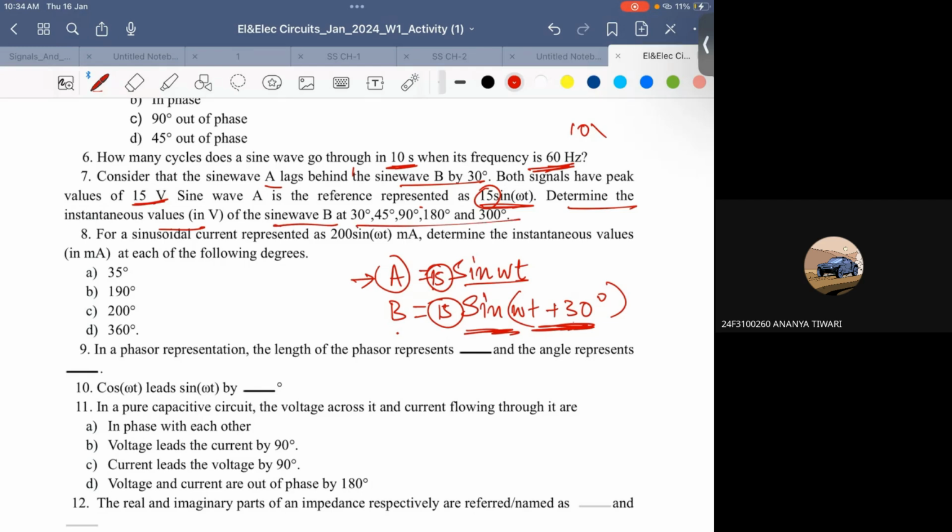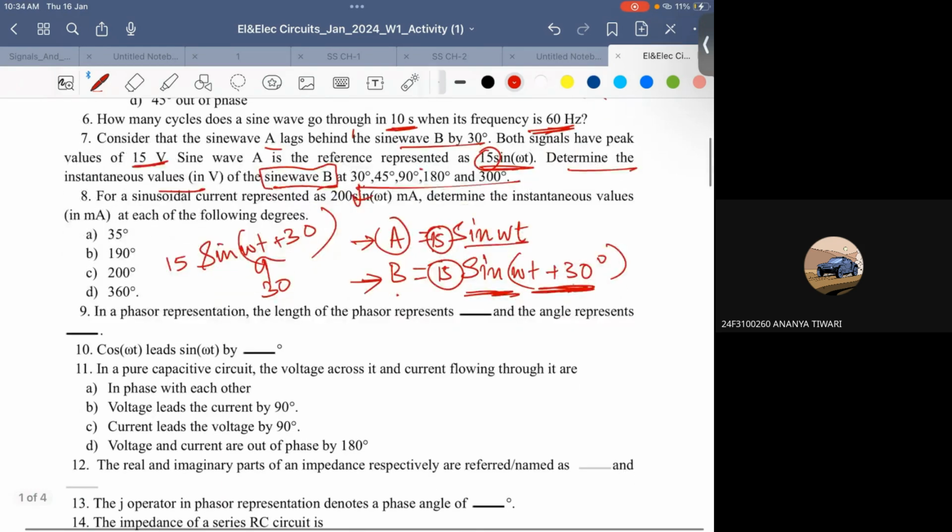It's pretty simple. You just put omega t equal to 30, 45, 90, 180, 300, and then you'll get the value for whatever equation. For example, to calculate the sinusoidal wave B, you write 15 sine omega t plus 30, and put in 30, 45, 90, 180, 300 degrees. Whatever value you get will be the instantaneous value. Is it fine to everyone?